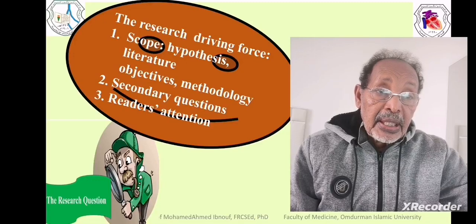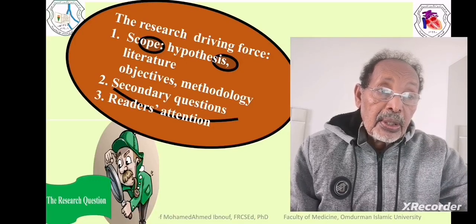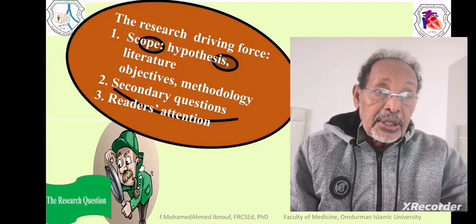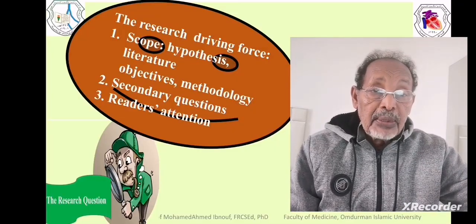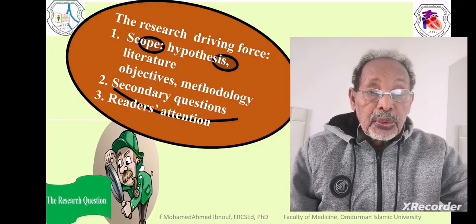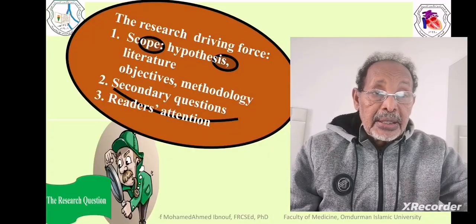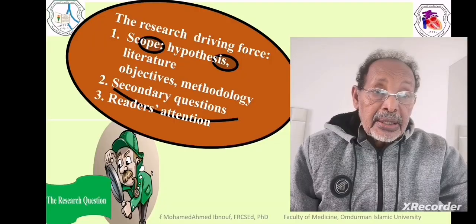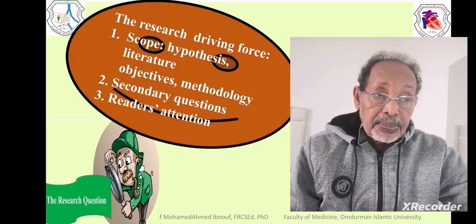It reflects the title, which gives us the scope, and the research hypothesis. It facilitates formulation of a research hypothesis that directs us towards the type of literature we should collect, and also it guides us in designing the objectives and the methodology for the research.